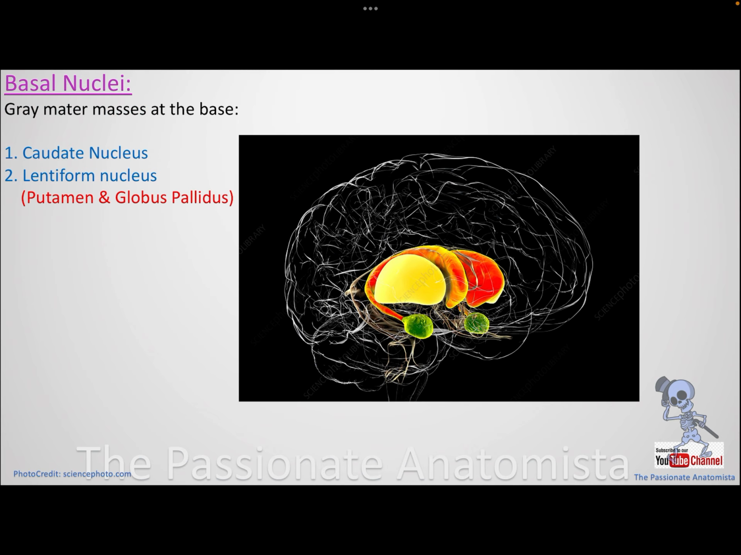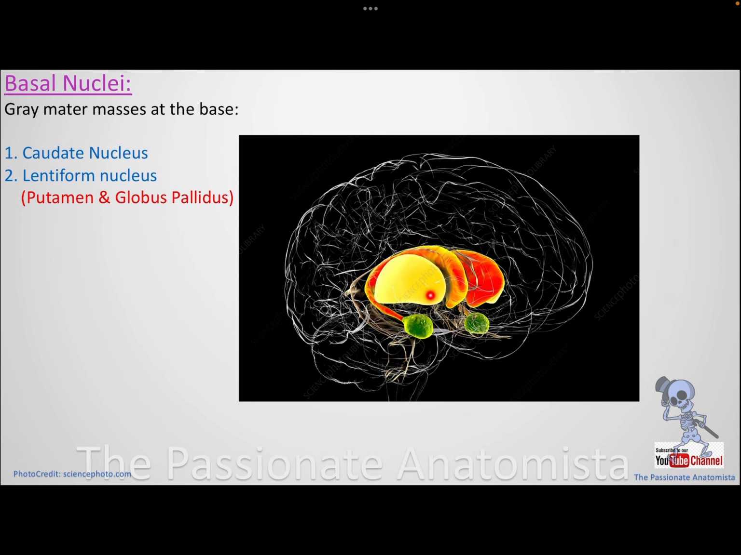What are these nuclei? We have one called the caudate nucleus. The caudate nucleus, okay? It goes all the way and it ends as these two mammillary bodies, but functionally it's related to the limbic system. So we don't usually explain it with the basal nuclei. So this is the caudate nucleus.